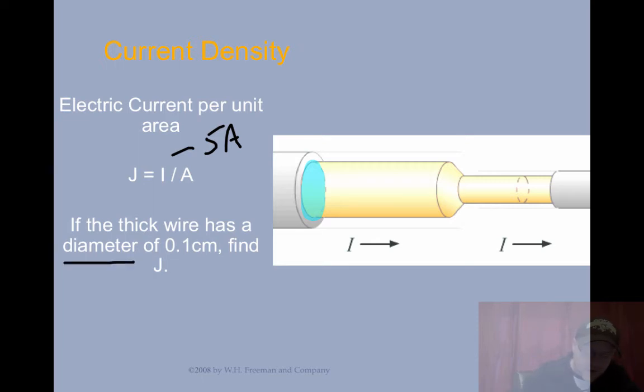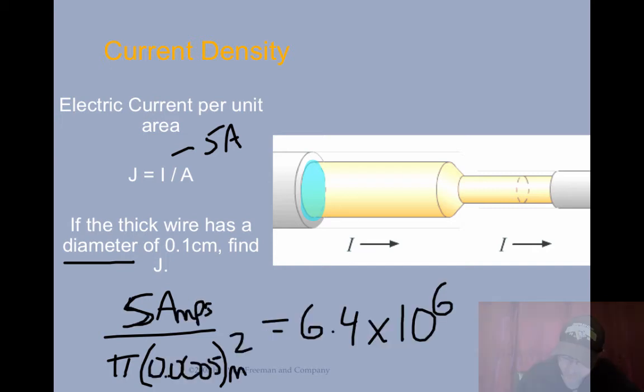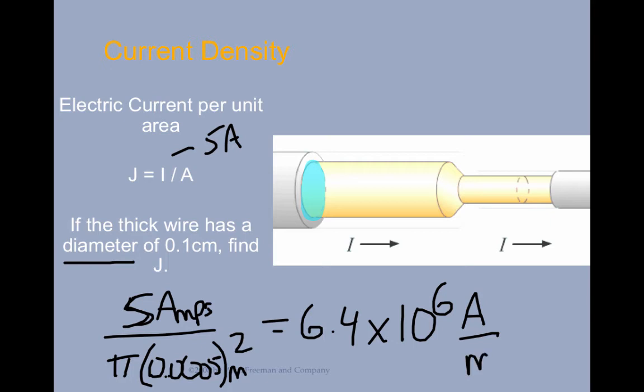So give us the diameter of the wire here. To get my current density, I'm going to take 5 amps over pi r squared. Make sure that your r is in meters. So 5 amps over my area gives me a very large current density, about 6.4 times 10 to the 6th amps per meter squared. Wire changes sizes, like you can see in this picture, goes from a large area to a smaller area. The amount of current will stay the same, but the current density, how thickly packed that current is, is going to increase.